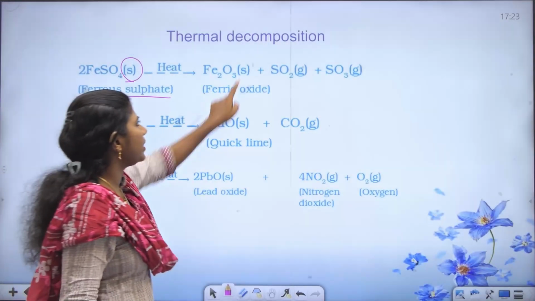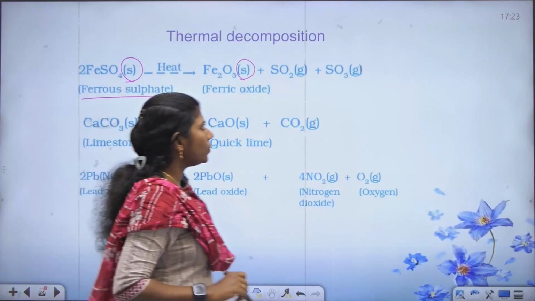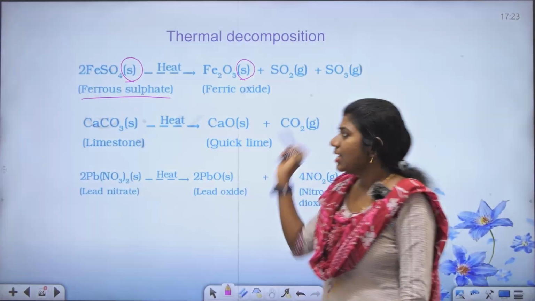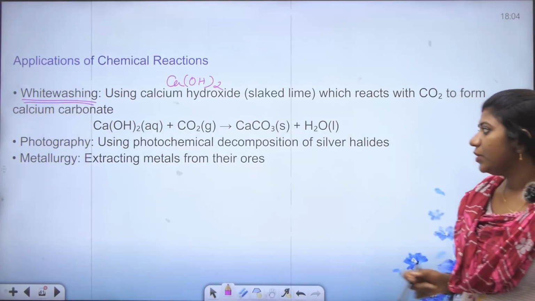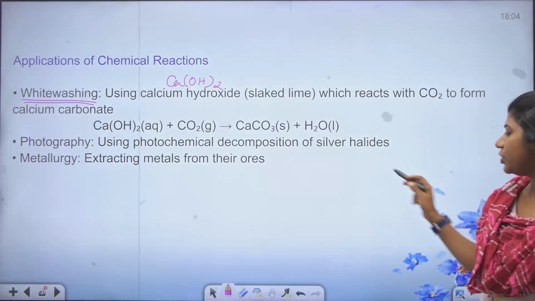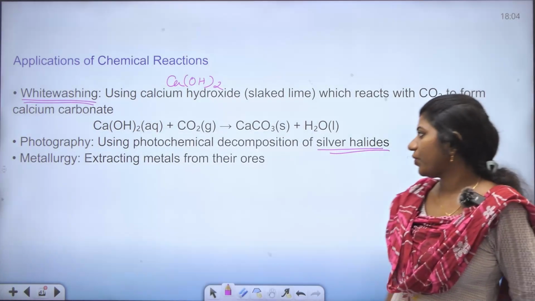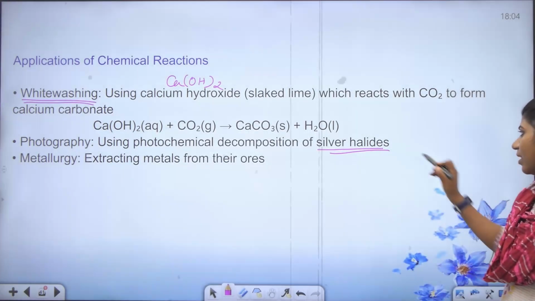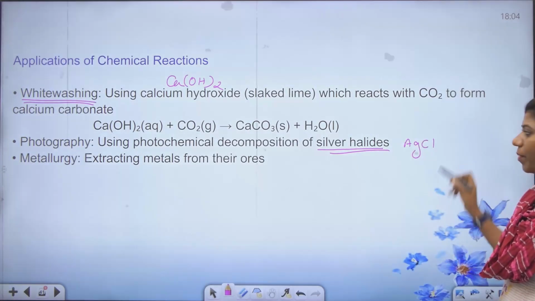Fe2O3(s) means ferric oxide in solid state. SO2(g) means sulfur dioxide in gaseous phase. Photography uses photochemical decomposition of silver halide. We know that silver halide is silver chloride or bromide.